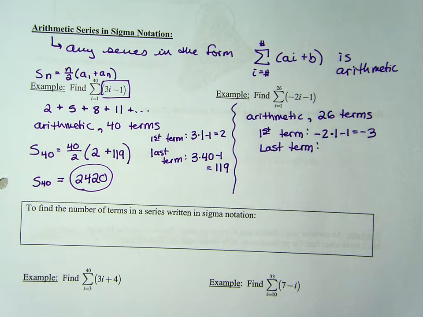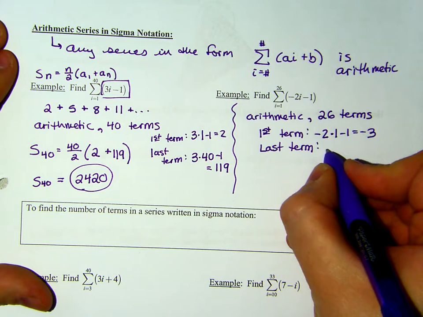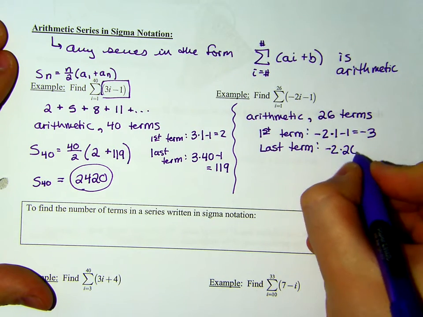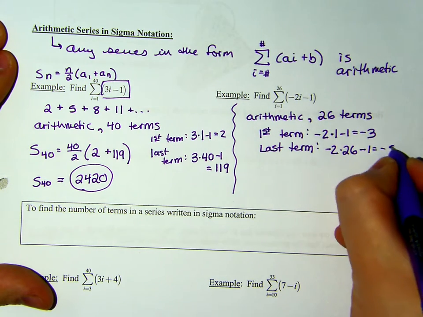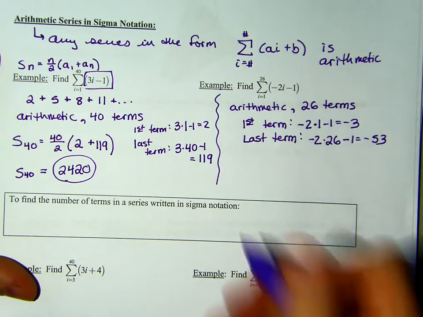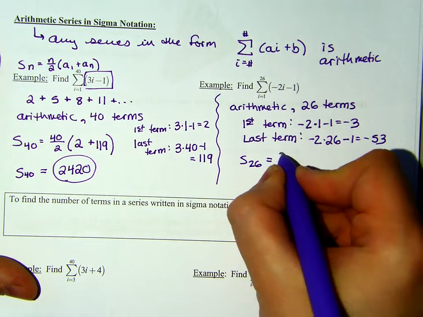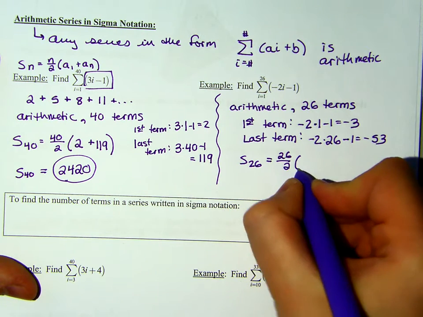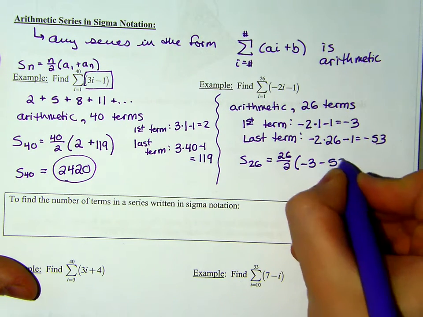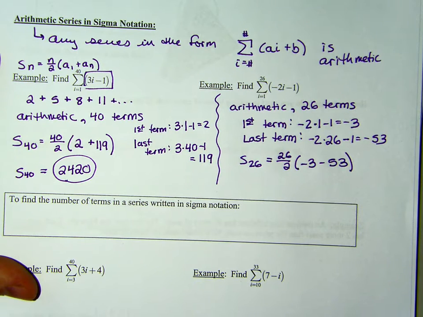Niles, do you have the last term? And where's that coming from? That'll work. -2 times 26 minus 1, -53. Okay, so I think we have everything we need now to go use our series formula. S sub 26 equals 26 over 2 times -3 minus 53, I believe should be your formula.